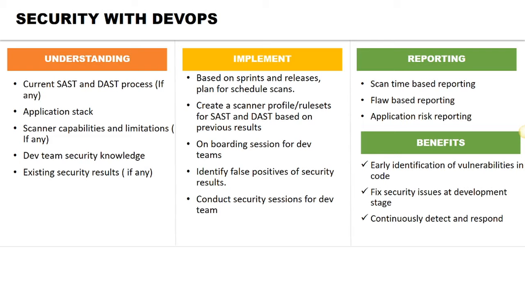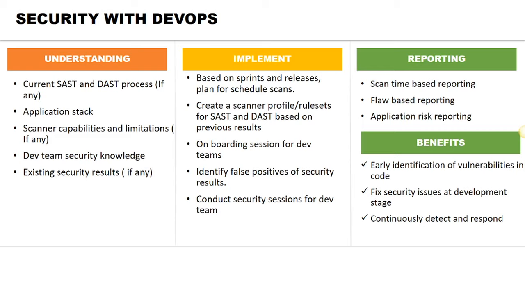Dev team security knowledge is quite an important part, because we also need to understand if the dev team understands security vulnerabilities. Let's say, for example, the security scanner finds a bug and the developer has no idea what the bug is, so it's a big gap. That's where we are going in the understanding phase. We find out if the dev team has the knowledge on security, and if they possess it, how good they are. And we also analyze existing security results in the understanding phase.